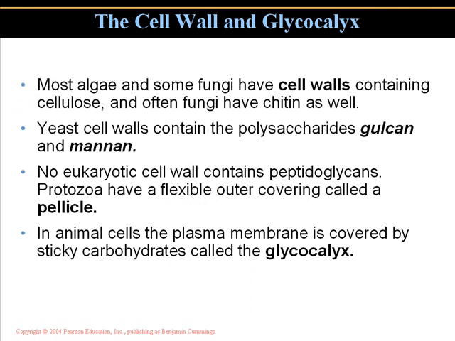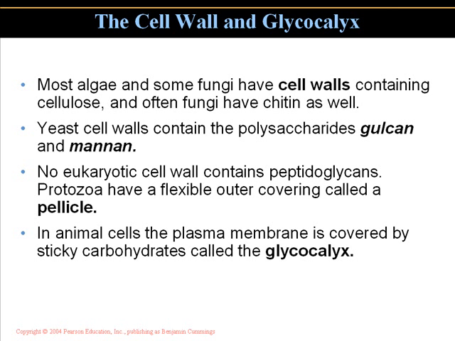Most algae and some fungi have cell walls. We talked about the glycocalyx and the cell walls already, but as you can see, in most algae the arrangement is somewhat different. Fungi have cell walls containing cellulose. Often fungi have chitin as well. Yeast cell walls contain the polysaccharides glucan and mannan. No eukaryotic cell wall contains peptidoglycan.